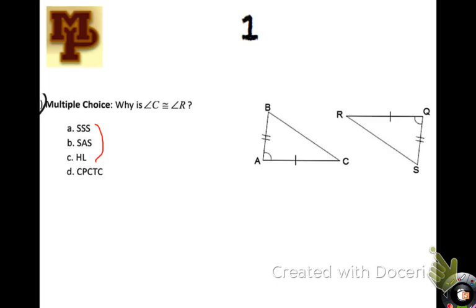If the triangles are already congruent, you can tell these two triangles are congruent by side angle side. You can see that. And because they're congruent, that means that corresponding parts of congruent triangles are also congruent. So that means that angle C would be congruent to angle R because of CPCTC. So CPCTC is used after the triangles are congruent.